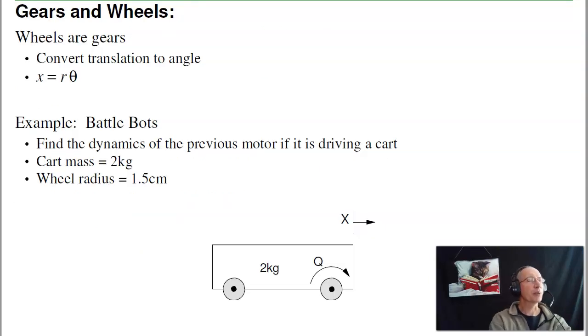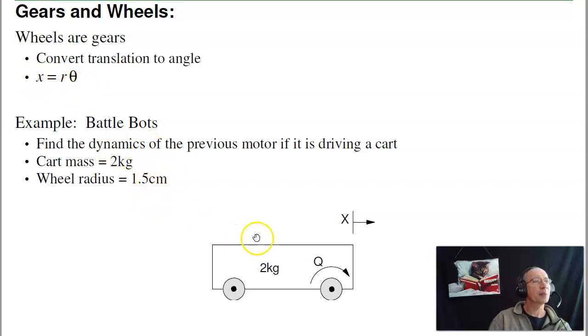As an example, suppose I wanted to use that motor to build a BattleBot. Wheels are actually transformers. A wheel converts rotation to translation, and the relationship is x equals r times theta. So 1 times x is r times theta. That's just like a gear, where theta 1 is 5 theta 2. This is a gear where the turn ratio is 1 to r. Input is translation, output is rotation.